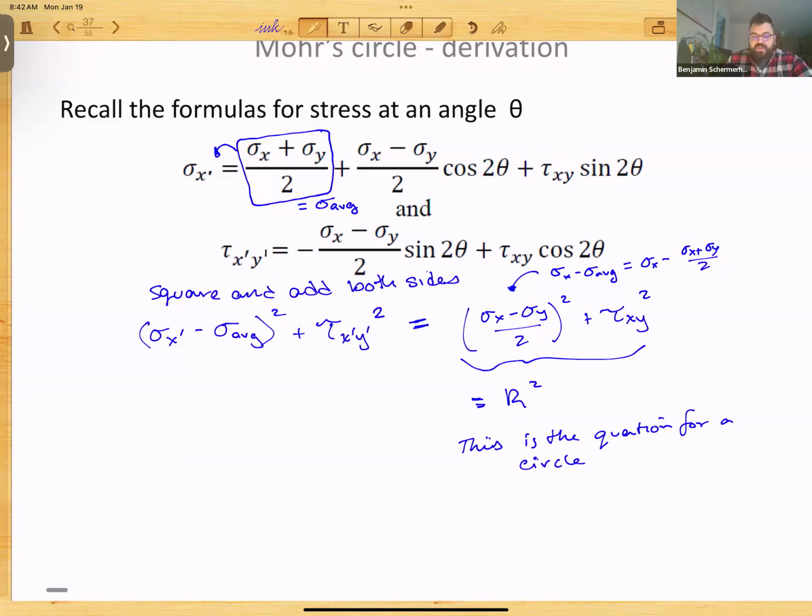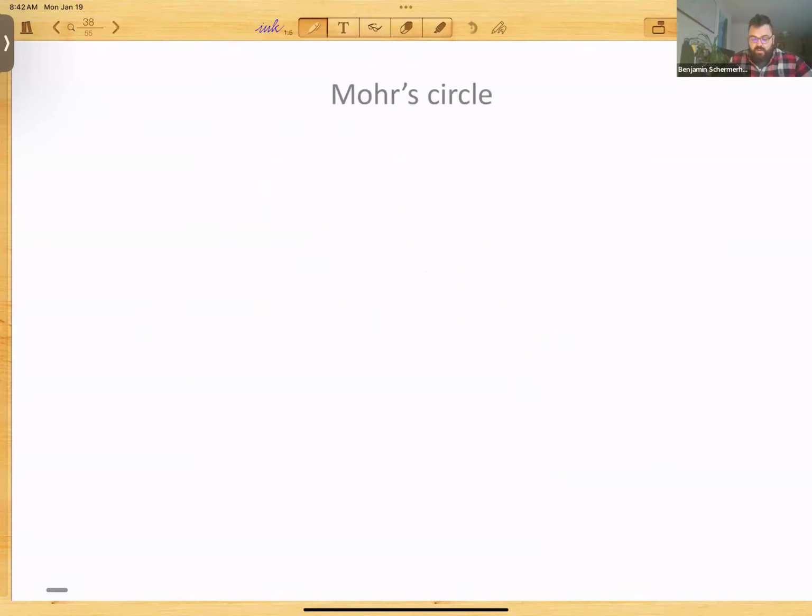The other thing I think that's interesting is this also validates the Pythagorean theorem. So this radius is actually going to be the hypotenuse of our triangle. So let's get that set up. Let's kind of derive this here. I'm going to copy this generic equation over. So we have r squared is going to be sigma x minus sigma average squared plus tau xy squared.